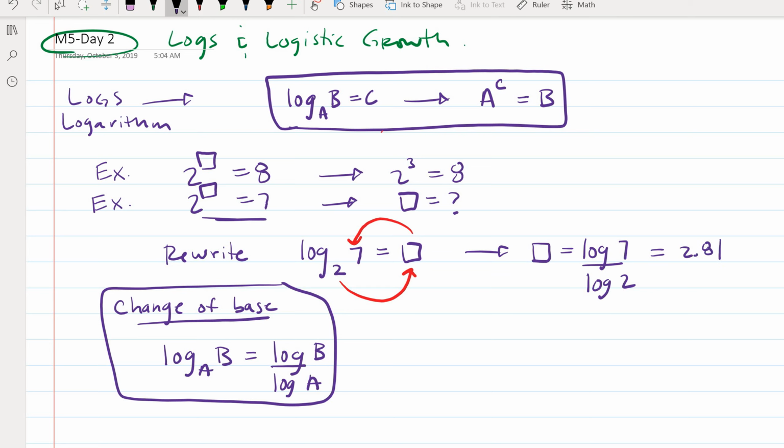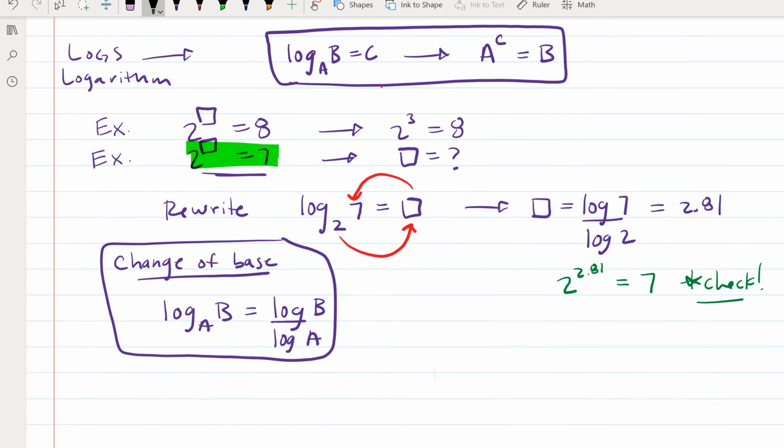What does that mean? We can check it. Go back up to the problem that started us on this. If we say 2 to the 2.81 power, we should get 7 or something really close to it. I'll let you check that on your own. Okay. All right, so a couple of other things.